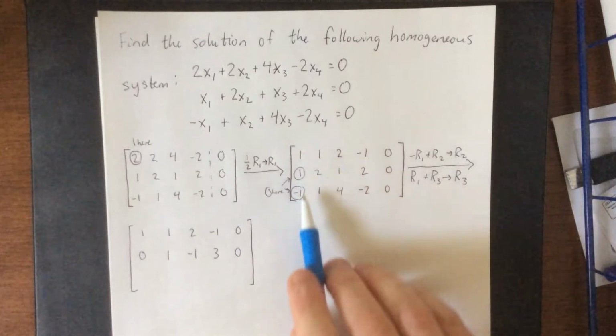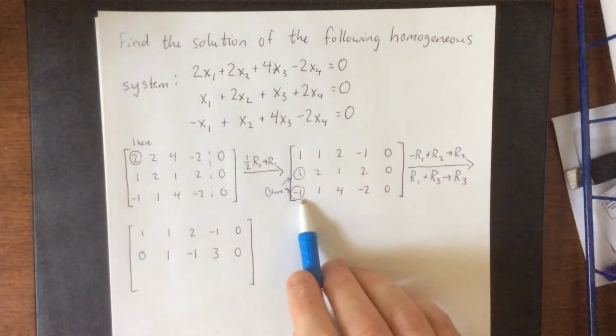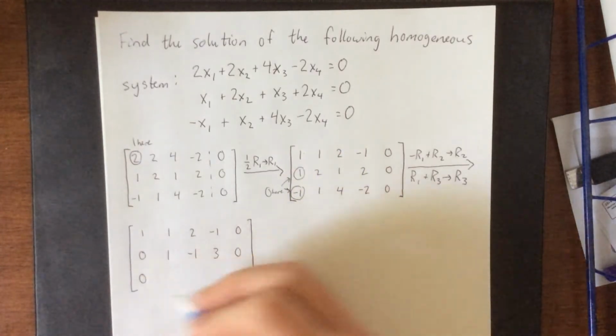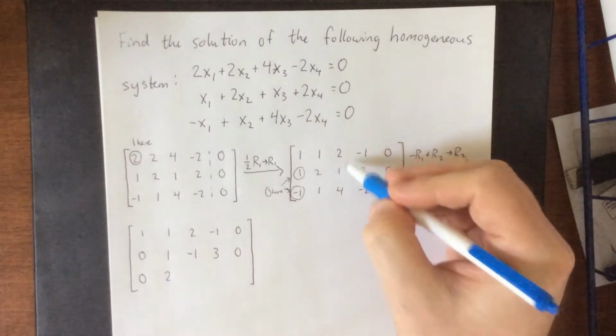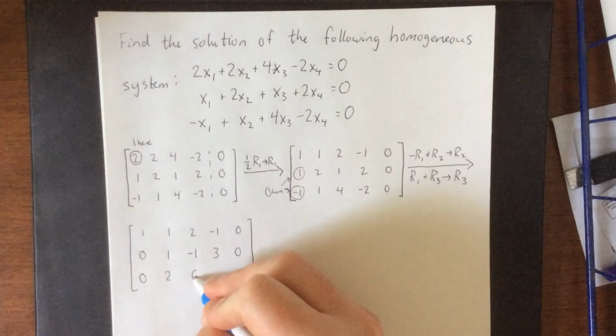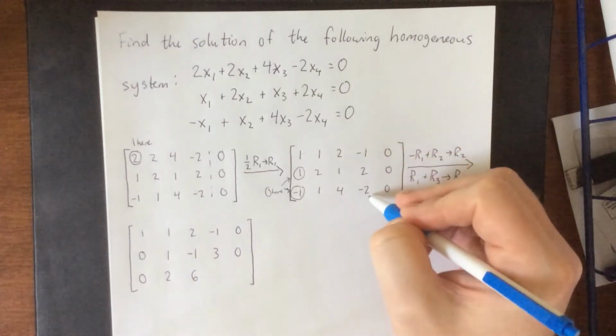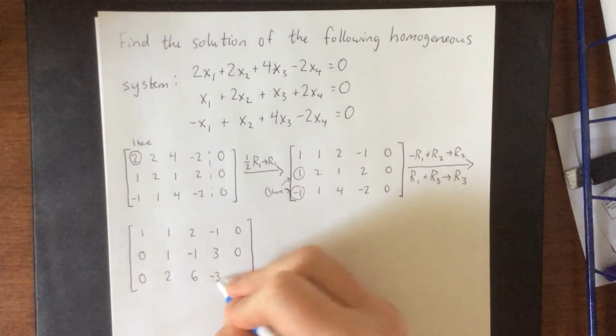Then we'll take row 1 and add to the third row. So 1 plus negative 1 will give us the 0 that we wanted. 1 plus 1 will give us 2. 2 plus 4 will give us 6. And negative 1 plus negative 2 will give us negative 3.